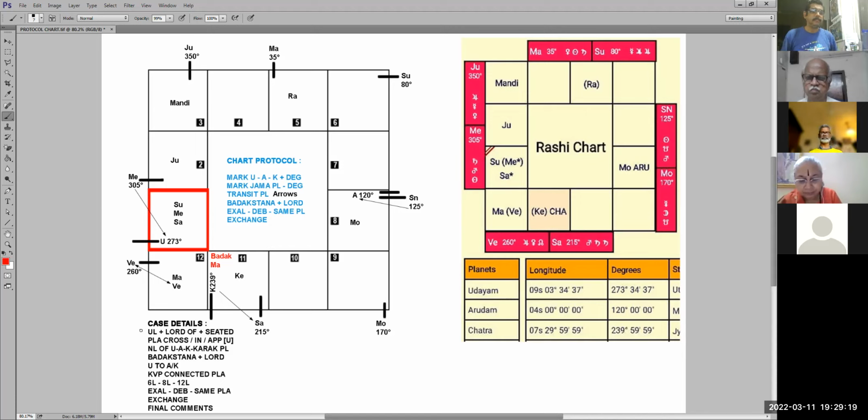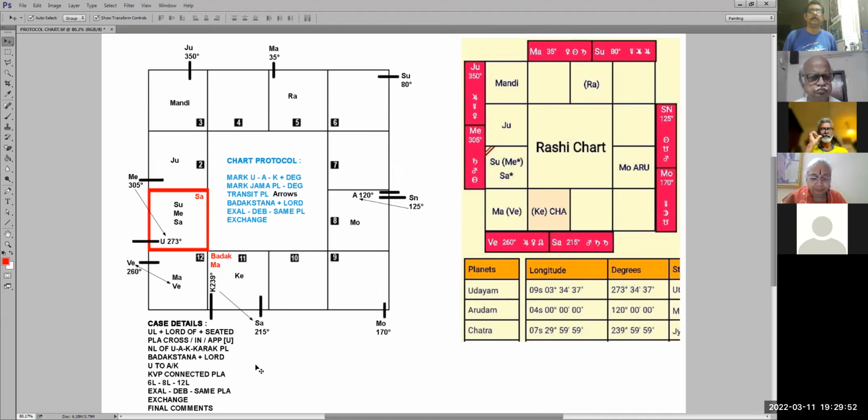Now these are the points which you need to make a note of before you even open your mouth. Simple words in very crude language. What are they? Who is the Udayam Lord? It is the Lord of which other houses and where is it seated? This is the first point. So in this case, I'm marking this in red, you need not write it here. Who is this? Saturn? Correct? Saturn is the Lord of Udayam.